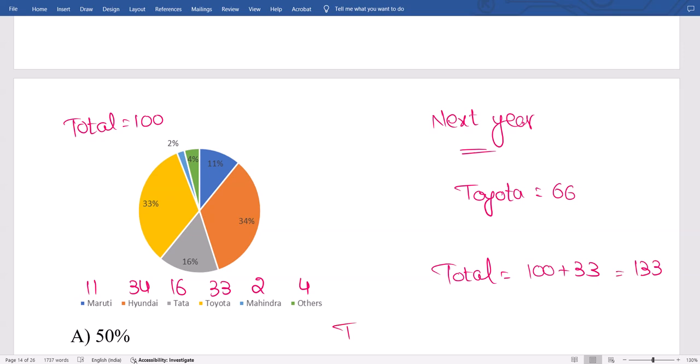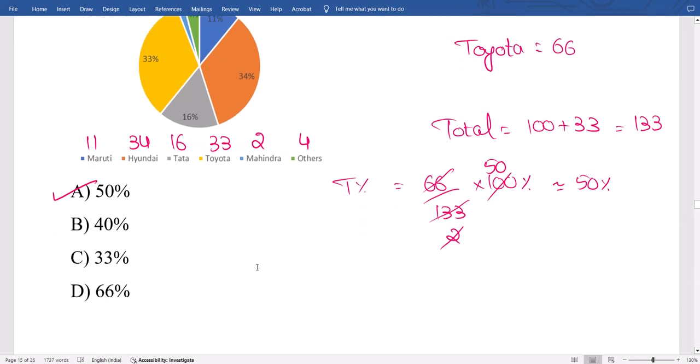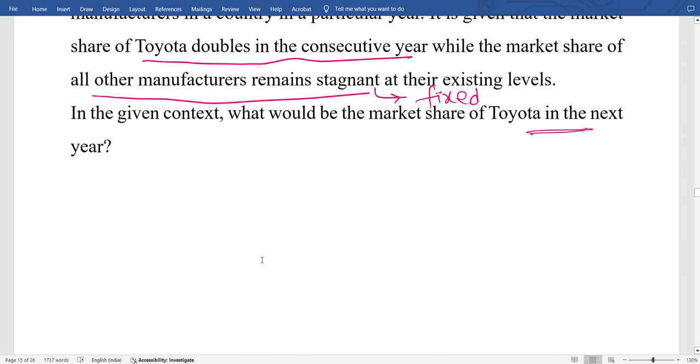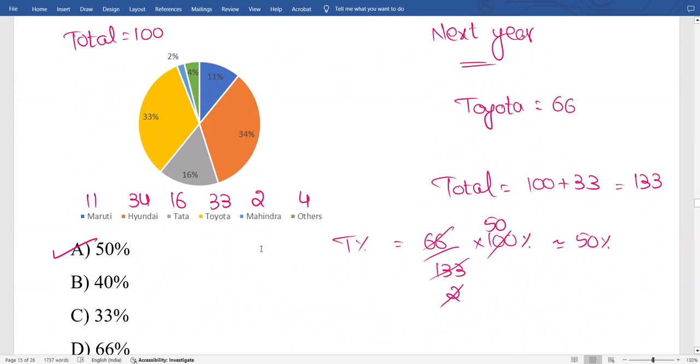Okay, Toyota out of total. Toyota percentage is 66 divided by 133 into 100. It's close to 50% approximately, because 66 is half of 132. I agree, it's approximately 50. Okay, answer should be slightly less than 50. Okay, nearest integer 50 is what we can go. 50% is the approximate, not exactly, slightly less than 50 will come. Divided by 132 means okay, but it's not 132, it's 133.